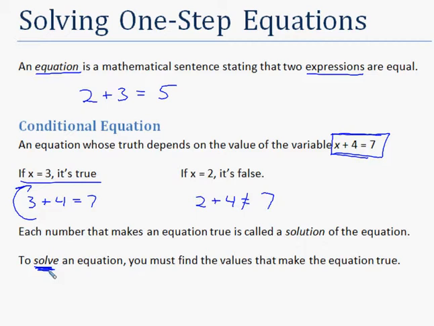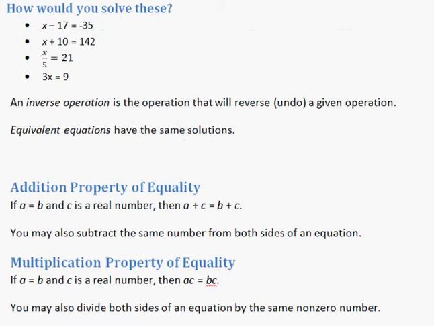Just to let you know, we solve equations and we evaluate expressions. Sometimes we put simplify if they're algebraic expressions. So we solve equations, we evaluate expressions. That's the difference you'll see in directions. So looking at the top here, how would you solve these? You have x minus 7 equals negative 35. So you would want to find the value of x that makes that true.